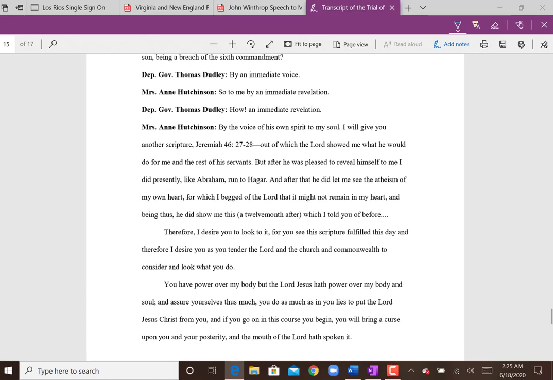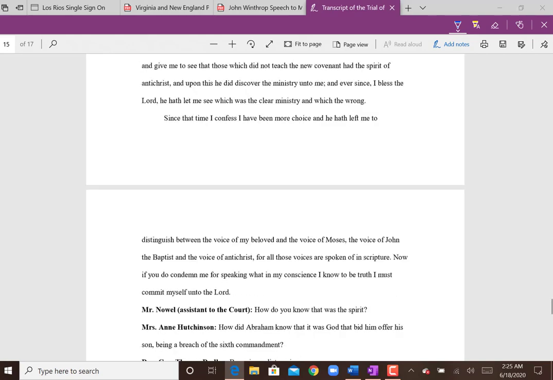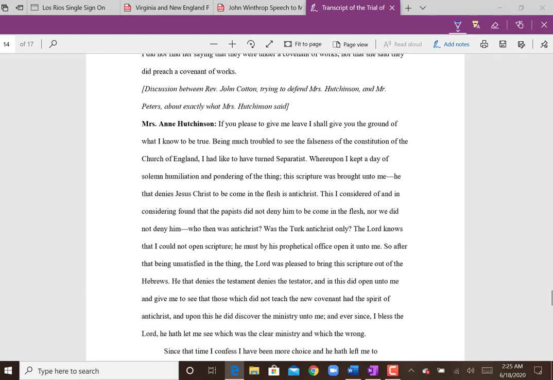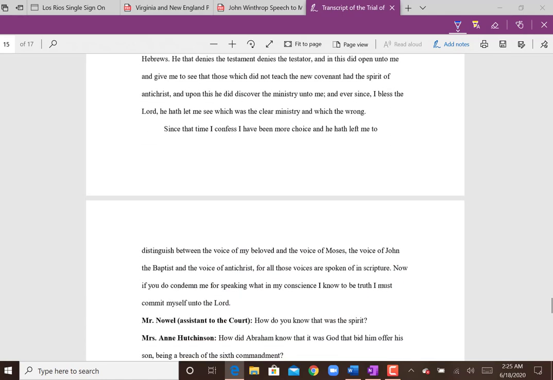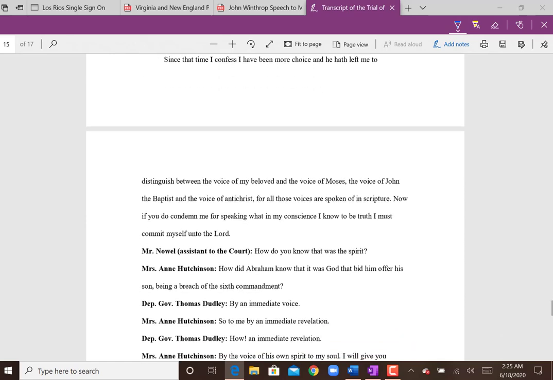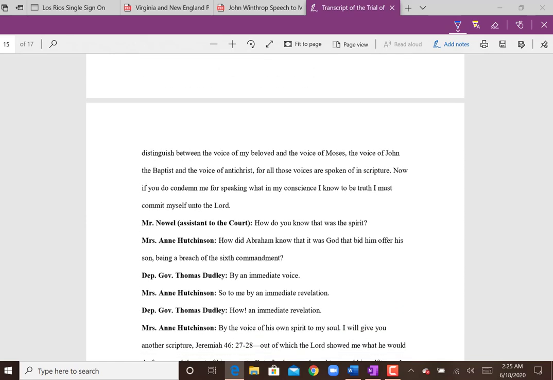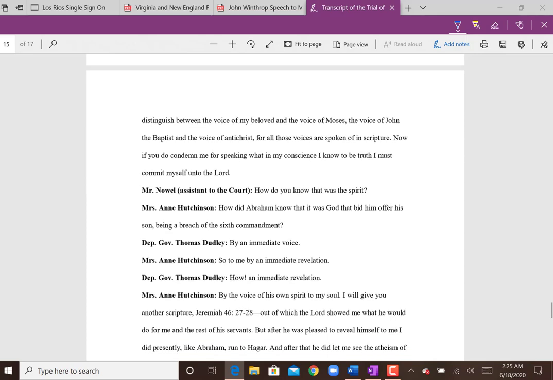All right, so it says here, we're not going to read the whole thing because it would take a little bit, but she's trying to make a point. This says that one of the reasons she knows is the spirit told her that this was the right thing. And so he says, how do you know that was the spirit? How did Abraham know it was God that bid him offer his son, being a breach of the sixth commandment, by an immediate voice? So to me, by an immediate revelation.